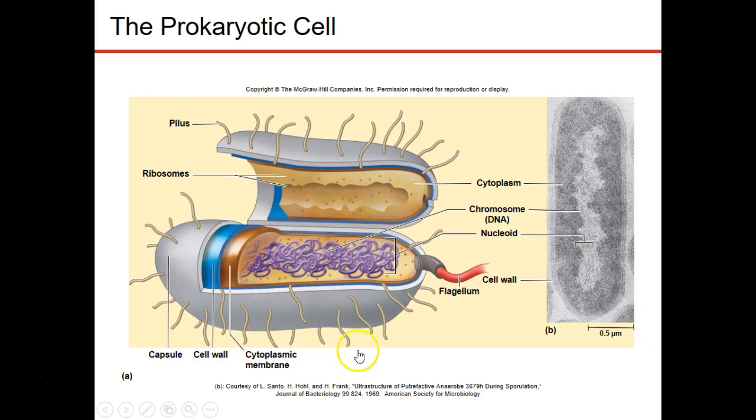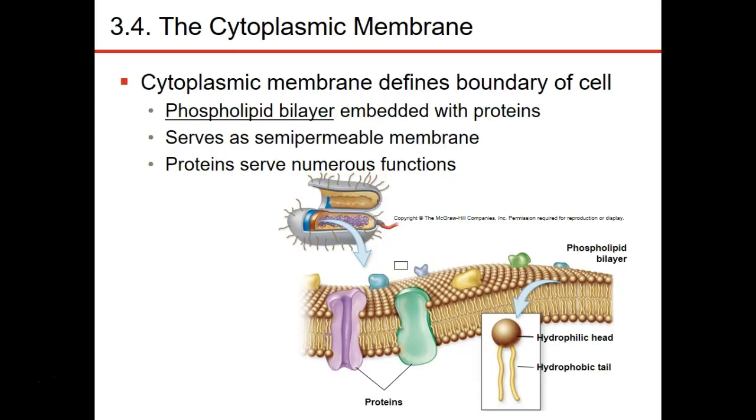So what we're going to do now is we're going to look at the different structures of the prokaryotic cell, including the plasma membrane, the cell wall, the nucleoid region, and the structures associated with the cell that allow the bacteria to either move or stick to surfaces. The first thing we'll look at then is the plasma membrane or the cytoplasmic membrane.